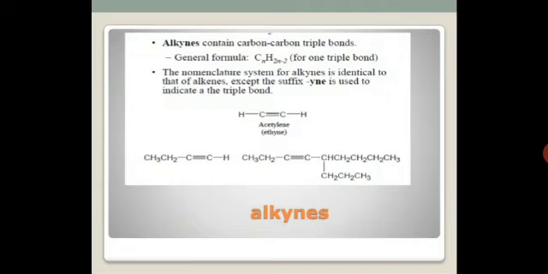Alkynes, on the other hand, contain carbon-to-carbon triple bonds. They conform to the general molecular formula CnH2n-2 for 1 triple bond. The nomenclature system for alkynes is identical to that of alkenes, except the suffix YNE is used to indicate the position of the triple bond.